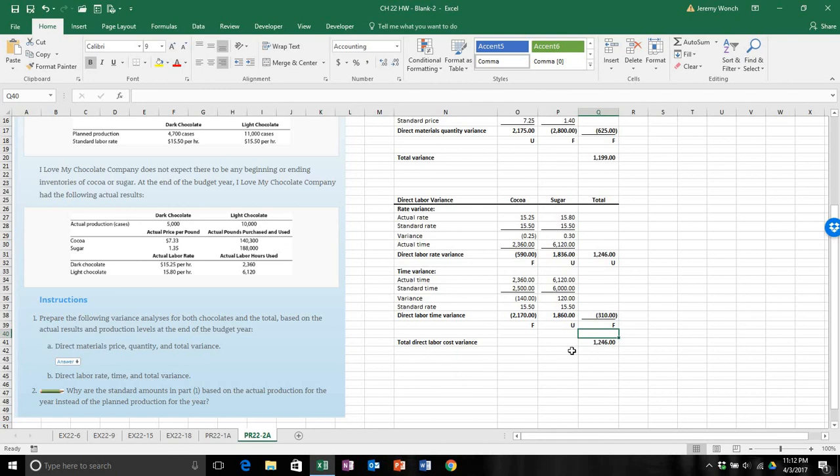And so the total direct labor variance is going to be a 1246. Oops, that's not right. Get the formula to work. So that's going to give us a total variance of 936, and that is going to be an unfavorable variance.